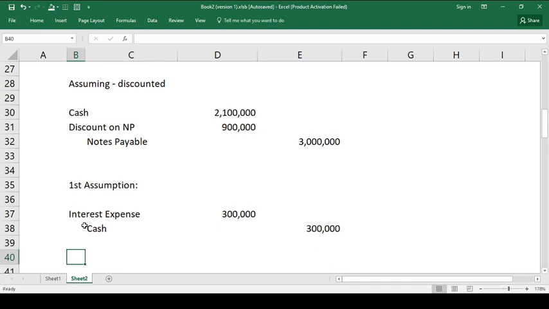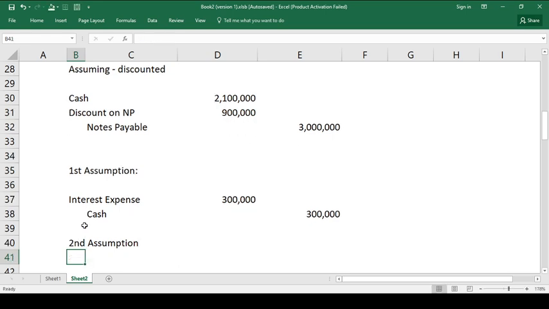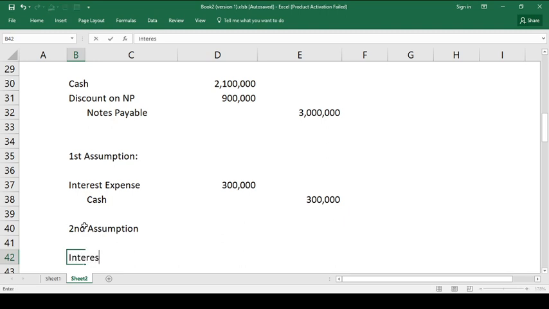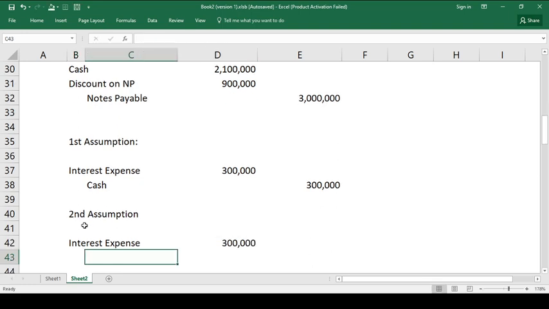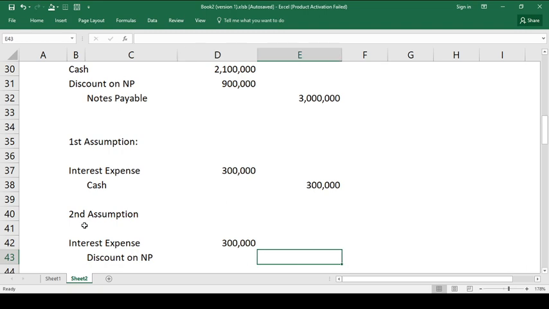How about if the second assumption, yung nag-agree kayo ni creditor, the debtor and the creditor agreed to advancedly deduct the interest, good for 3 years. Well, then you will recognize interest expense pa rin, kasi at the end of the period, you will recognize an interest expense for the period that would be 300,000. And then you credit, instead of crediting cash, you need to credit it against the discount on notes payable if the second assumption yung ginawa. Okay? Ganun po yun, ha.